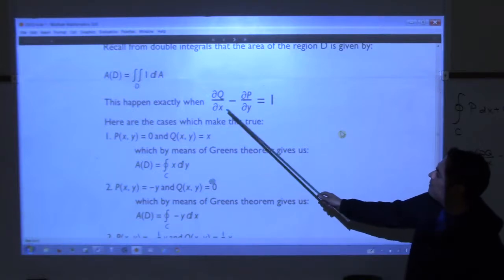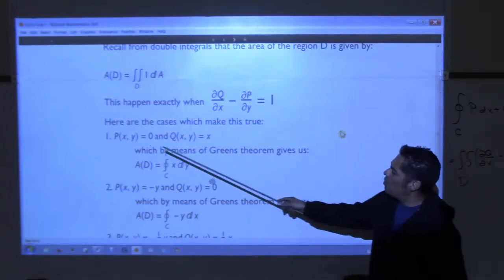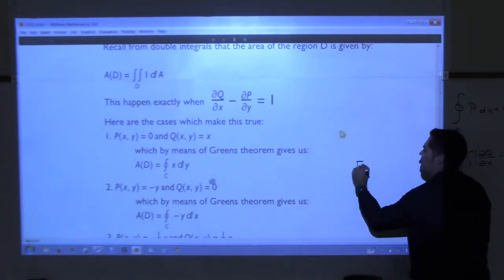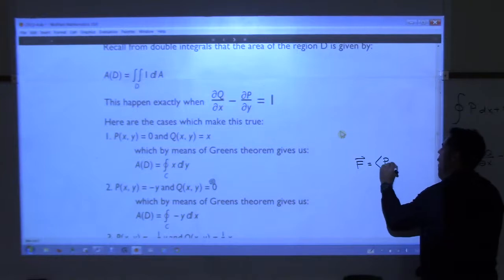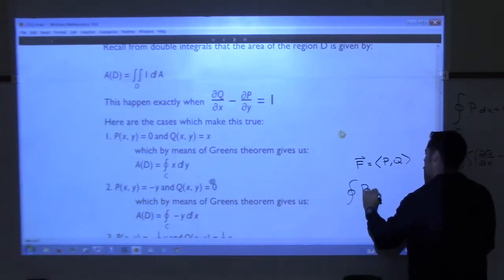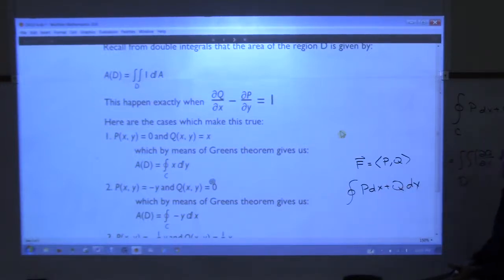So here's one way. What if P was 0 and Q was x? So remember we had our vector field was PQ, right? Which we were writing like this, P dx plus Q dy, it's right up here to my right, but putting it on camera.